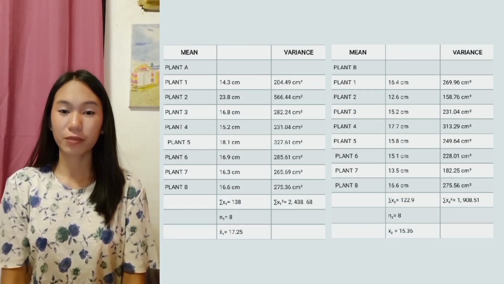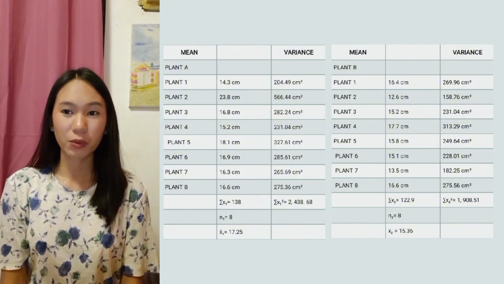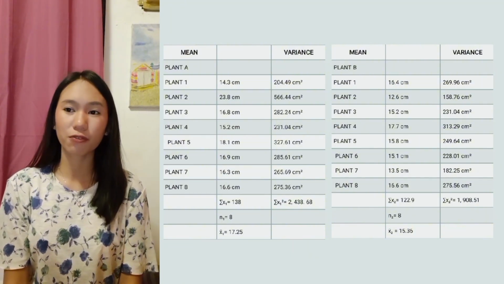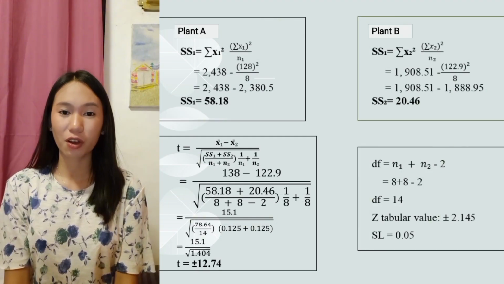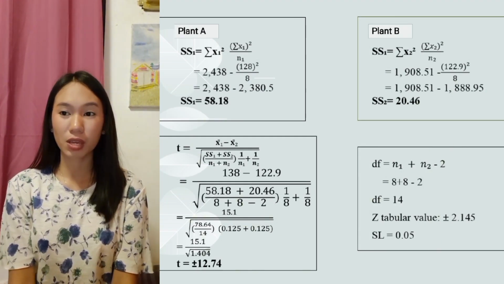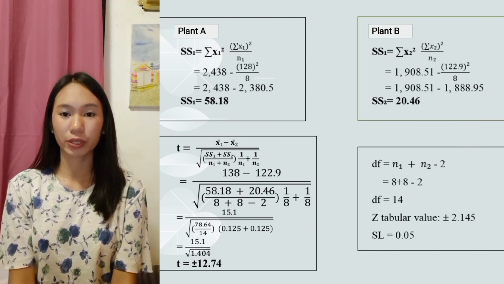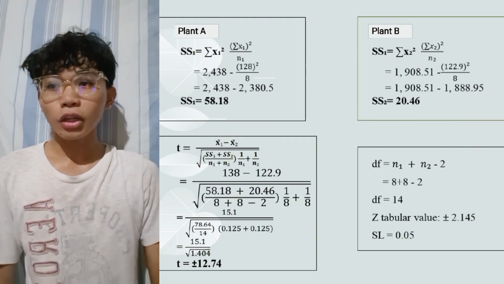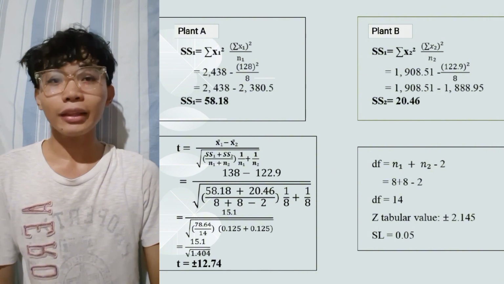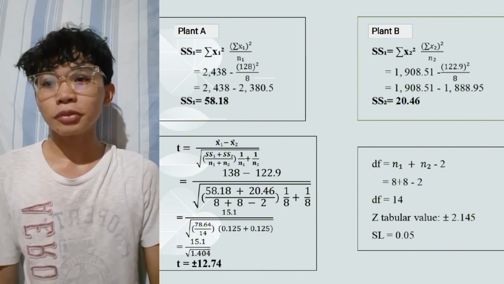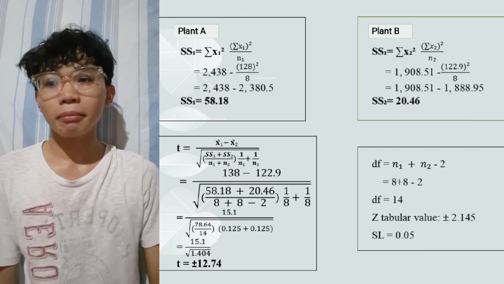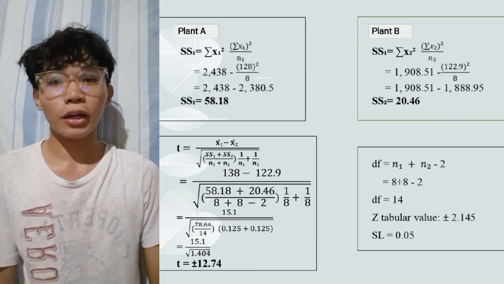After solving for the mean and the variance, the sum of squares are solved next using the formula: sum of squares of plant A is equal to the summation of mean squared minus the square of the summation of mean over total number. After solving the sum of squares of plant A, just repeat the steps for plant B by substituting the values to the formula.